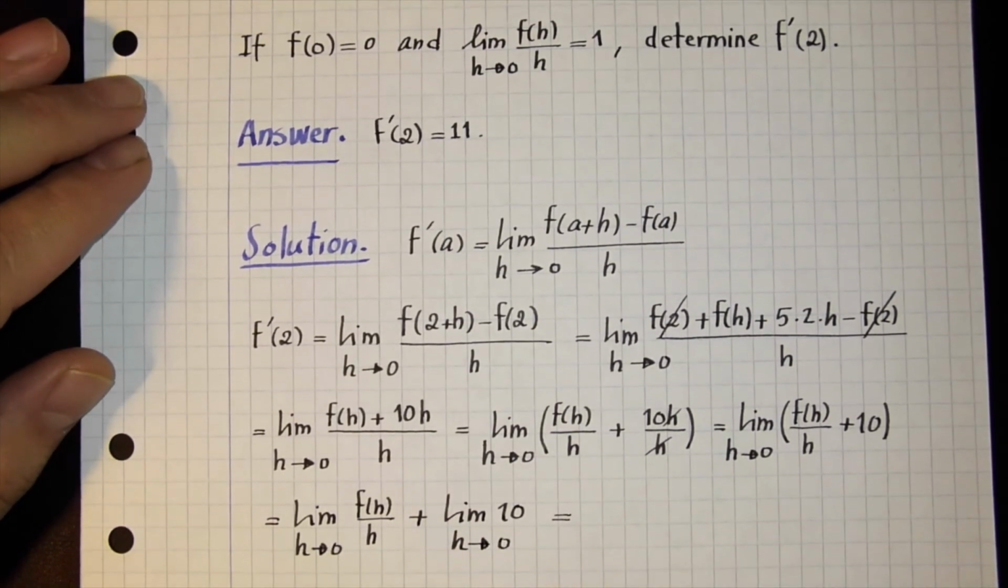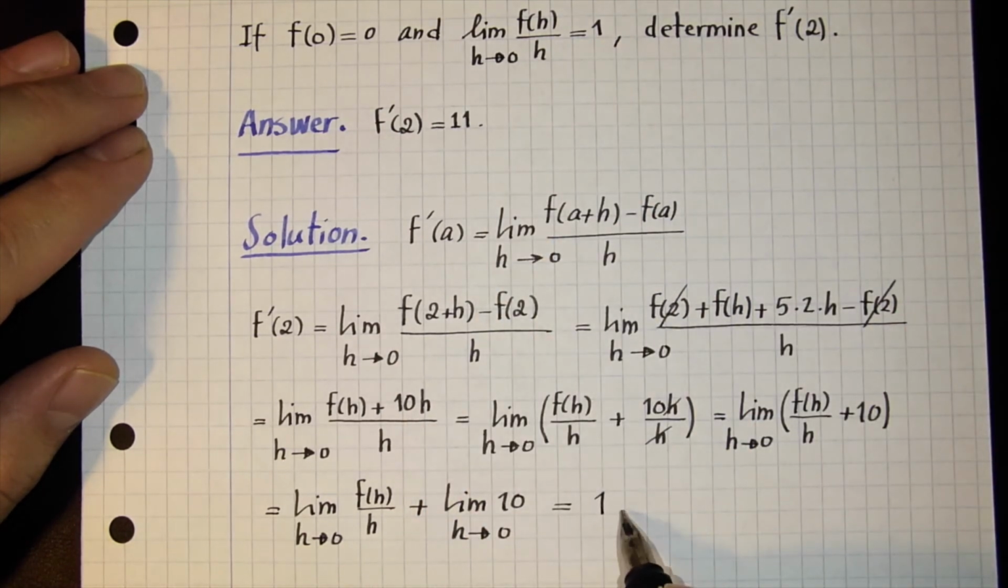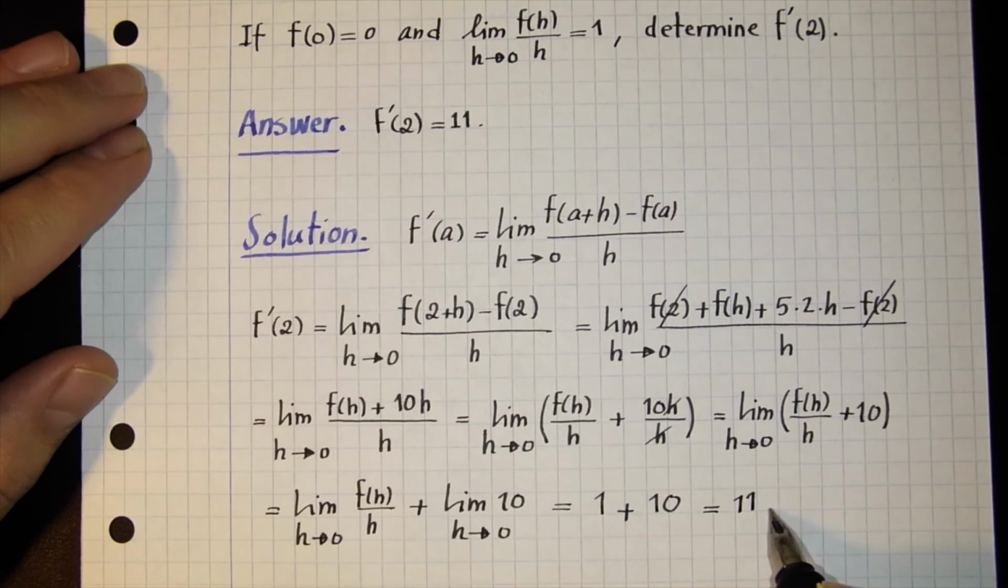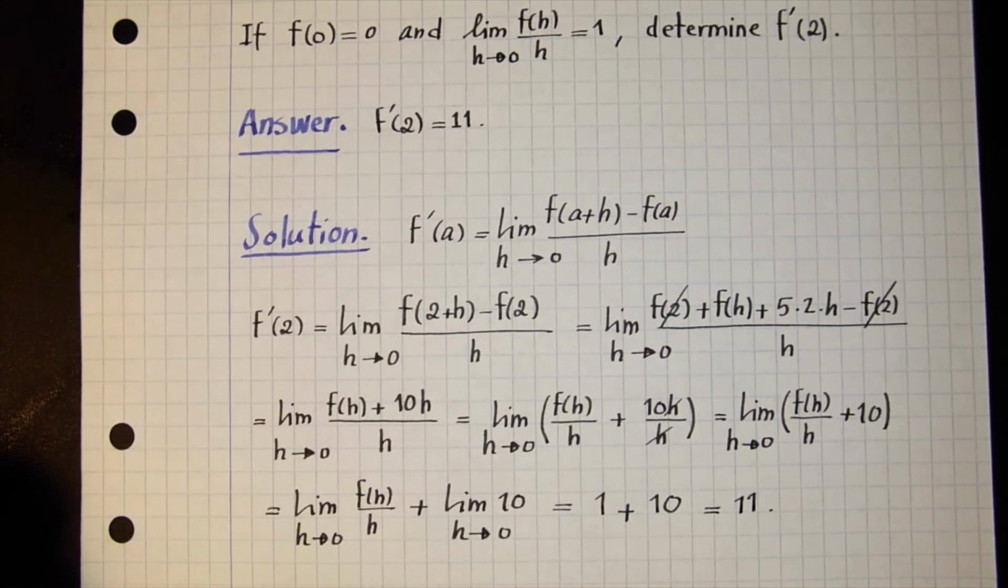But the limit of the first one is given in the problem directly, which is 1, and the limit of 10, which is a constant, doesn't depend on h at all, it remains 10, and then when you add them, it becomes 11. And that was the answer that we were looking for.